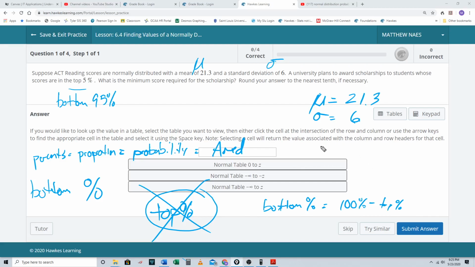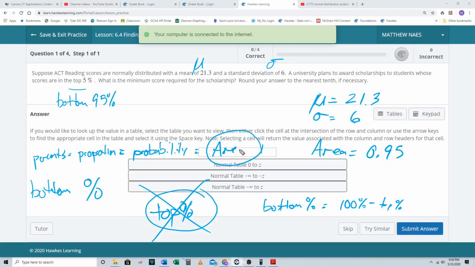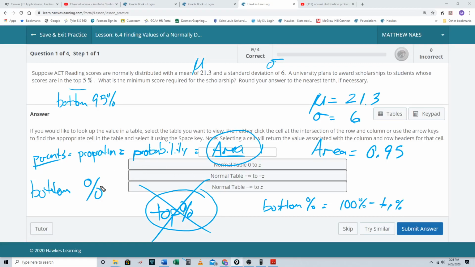Okay? So that means our area is 0.95, because the reason I'm writing this down is that our calculator only uses area. It uses the word area, so that's why I want your area and percent. Area, percents, they're the same, but we can only use bottom percent. So my bottom percent is 95, changed to a decimal. By the way, if you type in the percent, it'll automatically change to a decimal either way. Okay, so I'll show you what I mean.